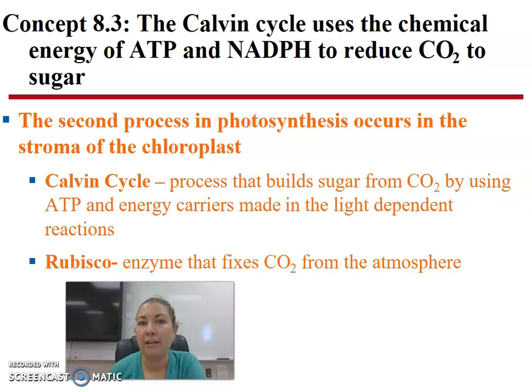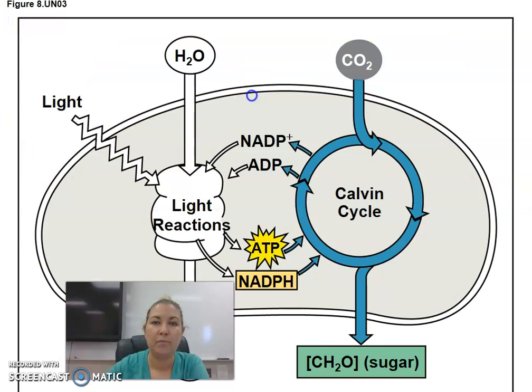Rubisco is a really important enzyme that you should know about because it is the enzyme that grabs carbon dioxide from the environment and enters it into the Calvin cycle. Rubisco is really important as far as evolution is concerned because some plants have Rubisco that is much more sensitive, and other plants, their Rubisco is not quite as sensitive. So there's actually different versions of this enzyme that have evolved over time, especially for plants that live in high altitudes where the air is thinner and doesn't contain as much CO2.